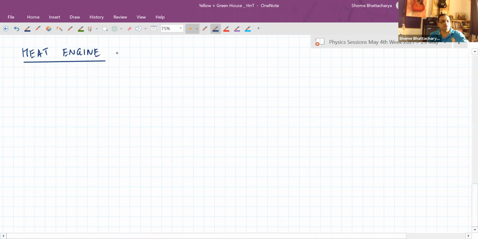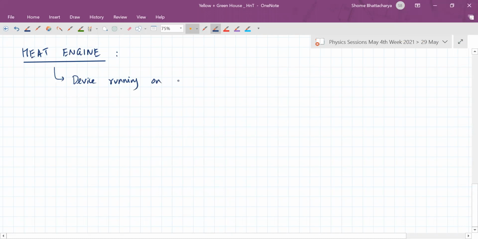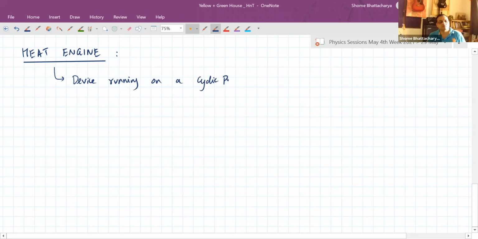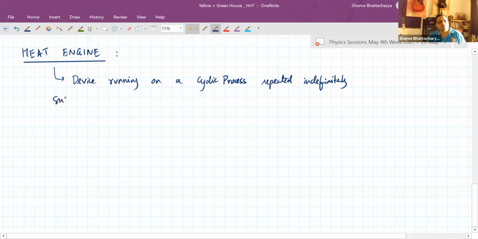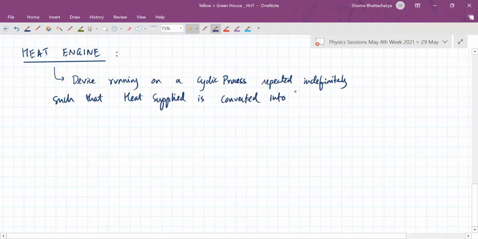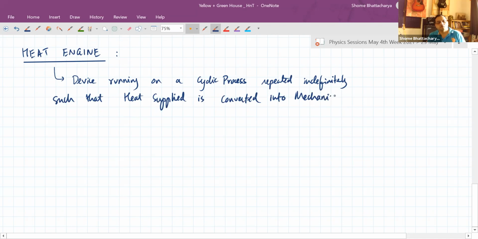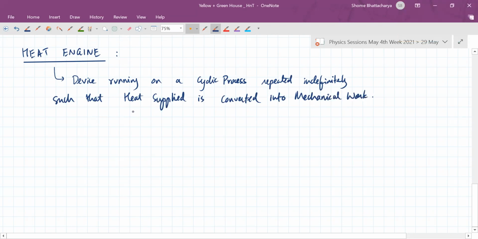So the general working principle of a heat engine. Okay. So heat engine in general is defined as a device running on a cyclic process, repeated indefinitely, such that heat supplied is converted into mechanical work. So that is the function of a heat engine.